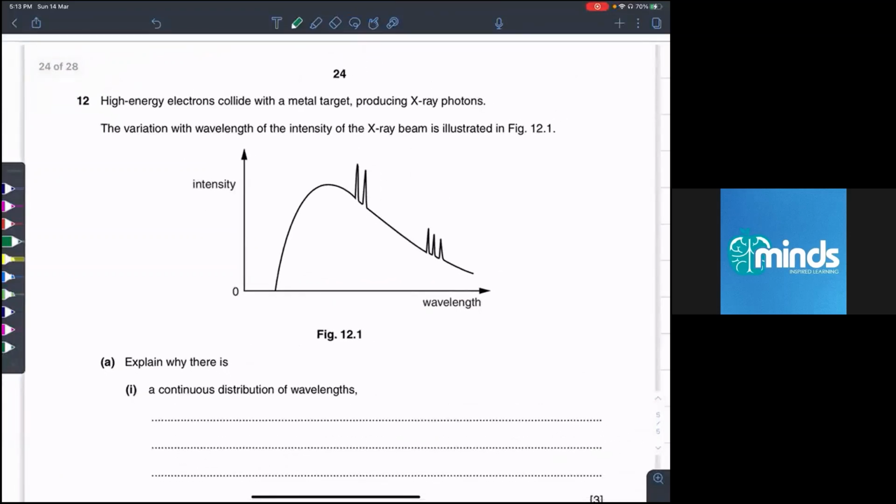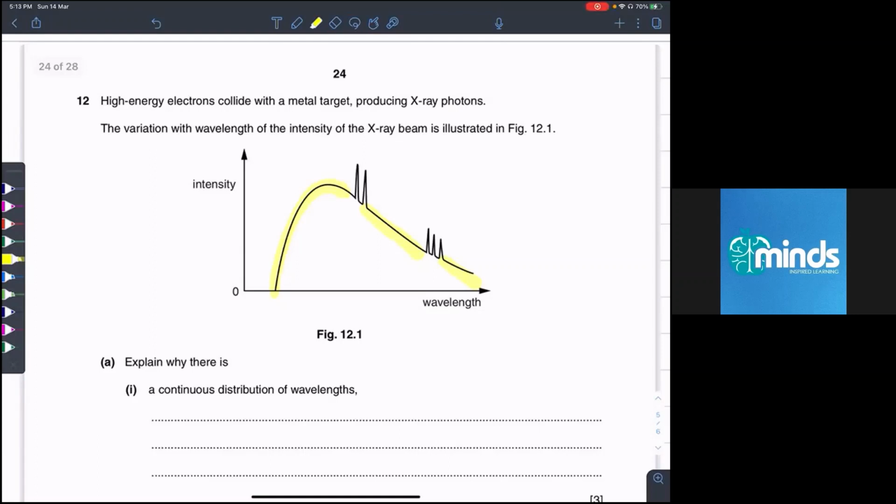Okay, so let's quickly discuss the answer for this part. High energy electrons collide with a metal target producing X-ray photons. The variation with wavelength of the intensity of the X-ray beam is illustrated in figure 12.1. I hope we remember that this is known as the continuous spectrum. And I explained the term Bremsstrahlung, a German word which means braking radiation. These radiations are produced when an electron is decelerating in the anode, right? And these peaks represent the characteristic spectrum, which means when an electron makes a transition from any outer orbit to fill the inner cavity, right?